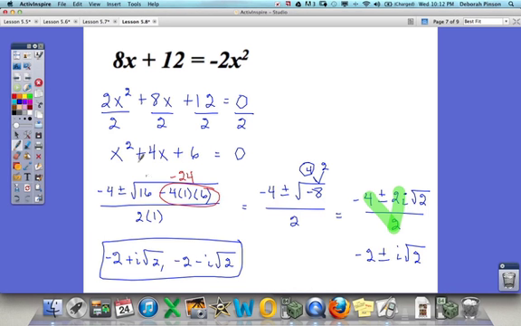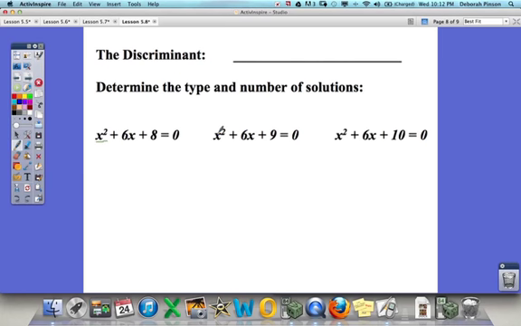Okay, now the last thing we're going to talk about in this section is called the discriminant. Now, I go back and forth a little bit every year on whether I think that this is actually necessary or not. But SAT people, sometimes I've seen a question about it on the SAT.